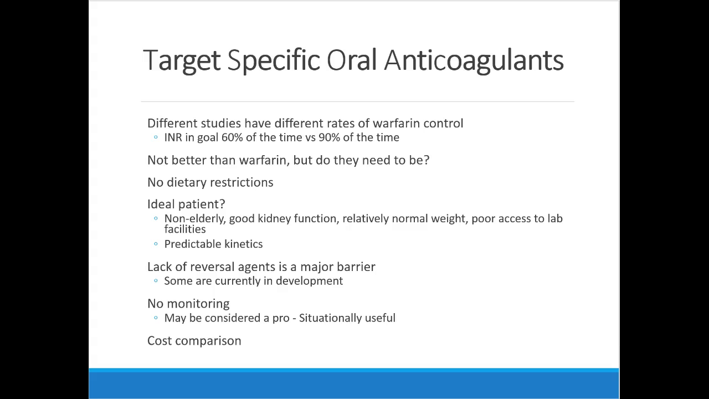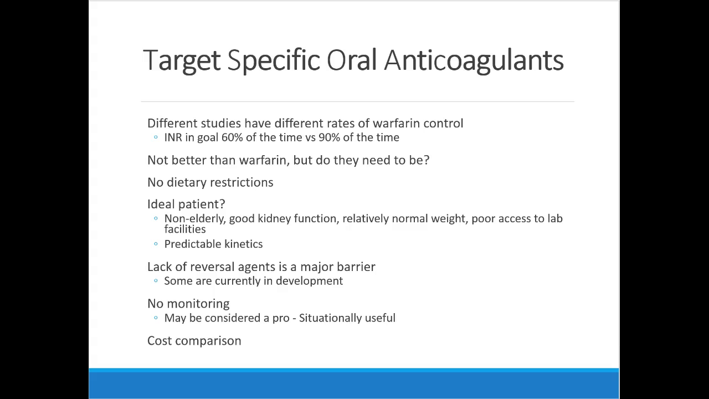Some studies looked at different rates of warfarin control. For example, some of the major studies that looked at these new agents, in their warfarin control arm, looked at an INR goal of about 60% of the time, where patients had to be in goal within 60% of the time. A good anticoagulation program can usually keep patients within goal 90% of the time. So there's some debate on whether or not that's the standard, but ultimately, when all is said and done, it looks like these drugs are pretty good compared to warfarin, and they do essentially the same thing.